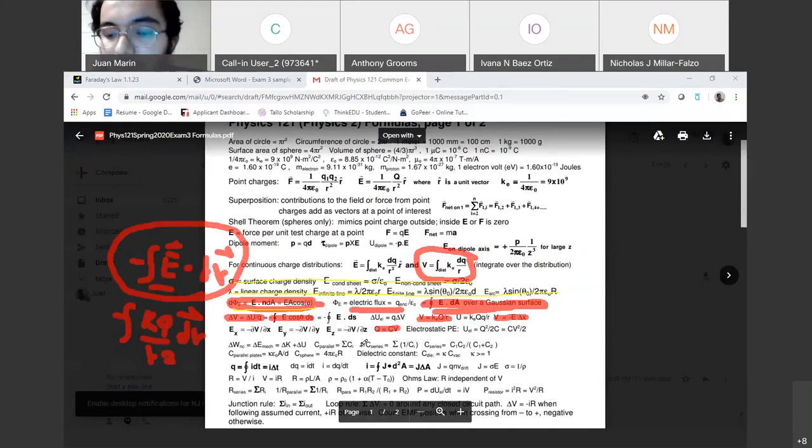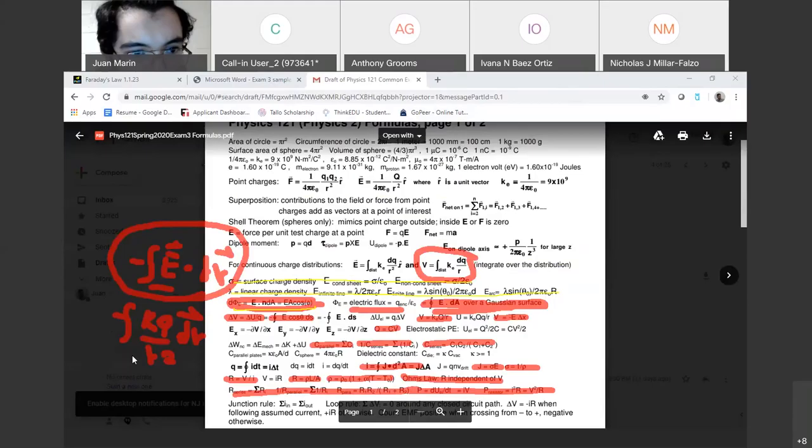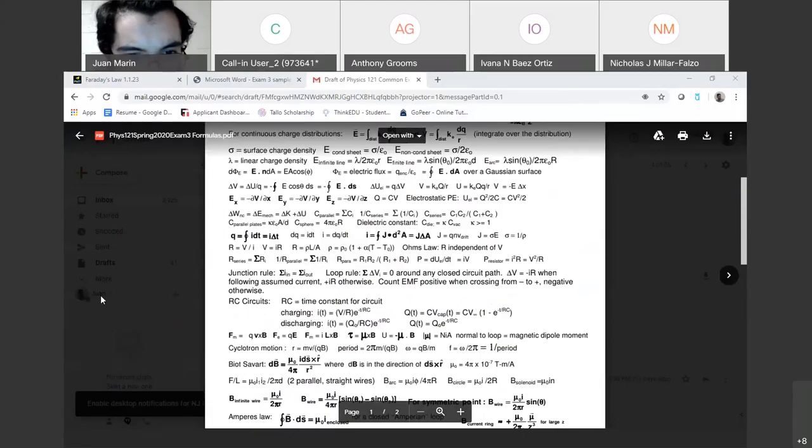What else do you need to know? Voltage, definitely. Q equals CV. Remember how to find the charge on a capacitor with some voltage. Of course, you have to know how to find equivalent capacitance. You have to know how to find resistance, using Ohm's law, equivalent resistance, resistivity. All of that is relevant, pretty much all of this.